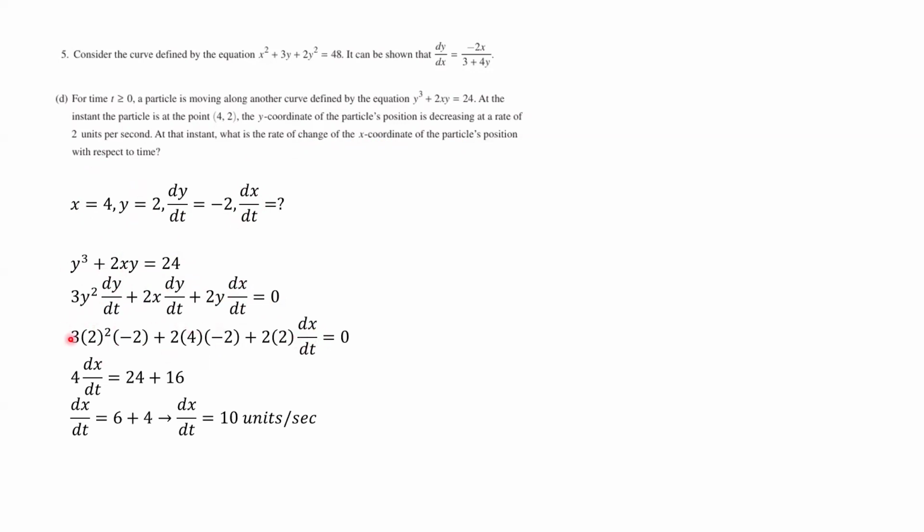So move all this to the other side. This is just 4. So 4 dx/dt is, this is minus 24. So it becomes plus 24 when we move it. This is minus 16, becomes plus 16 when we move it. So divide by 4, dx/dt is 6 plus 4, which is equal to 10. It's 10 units per second. So don't forget your units there. Okay, and that's it for this question.